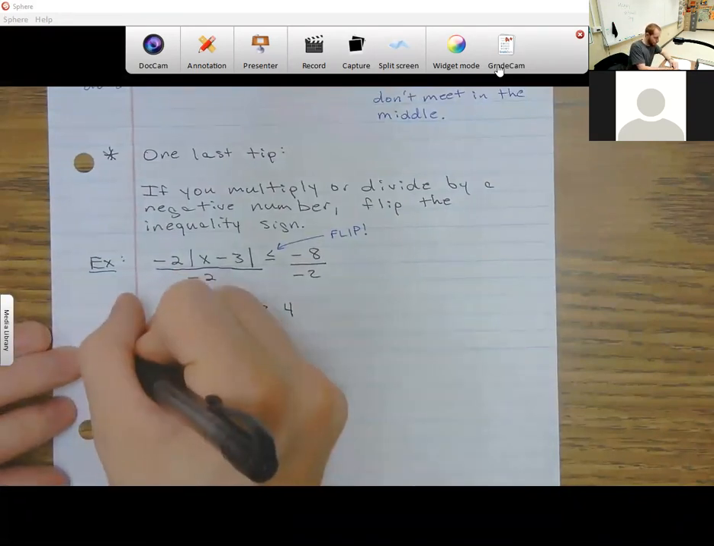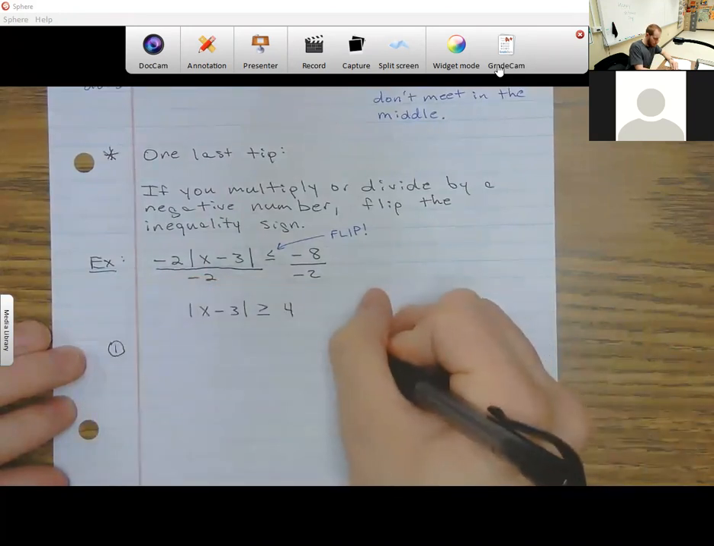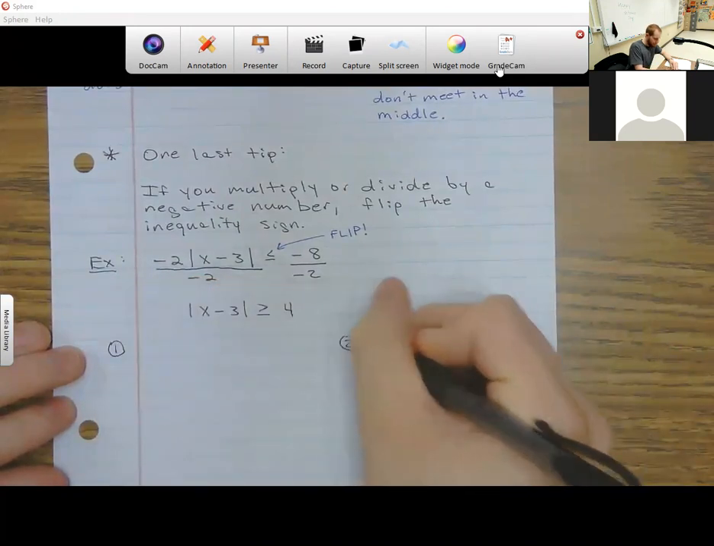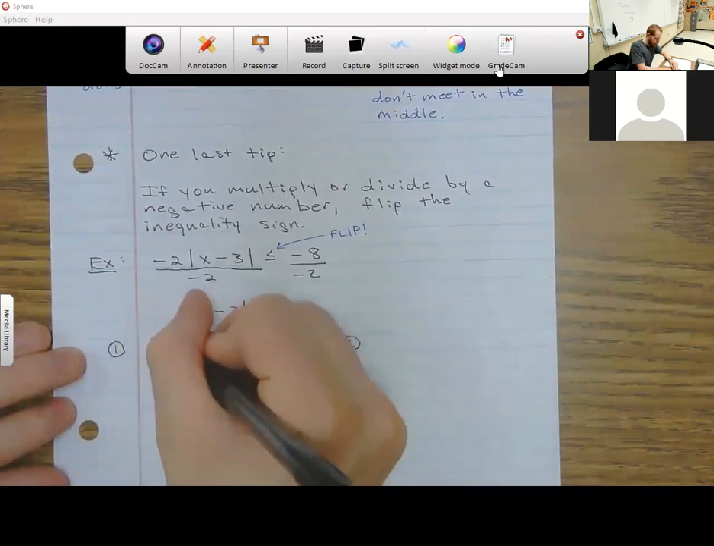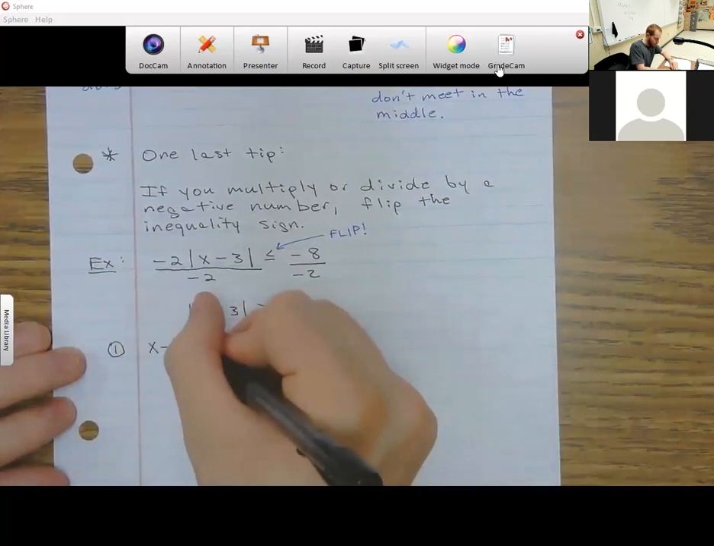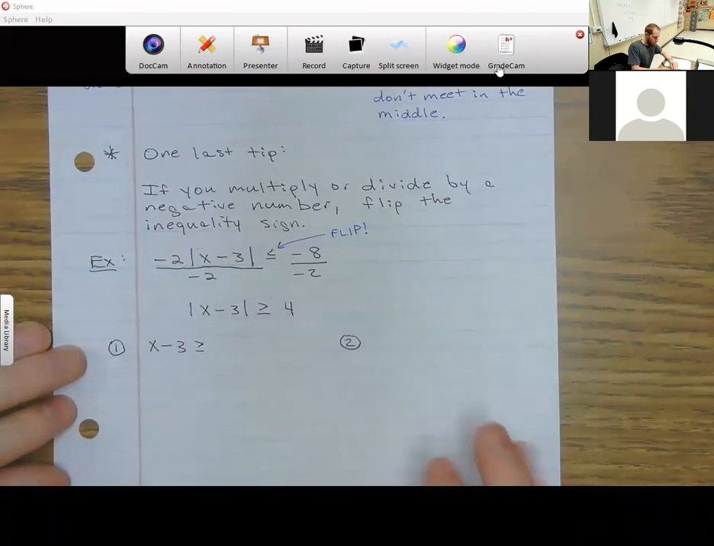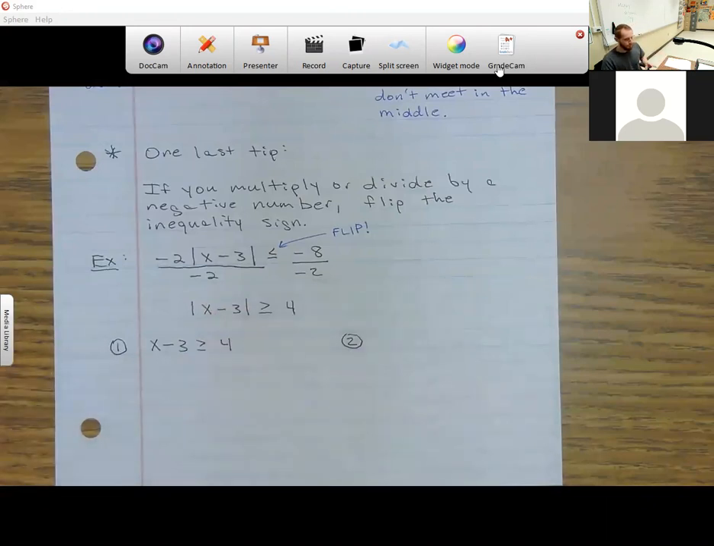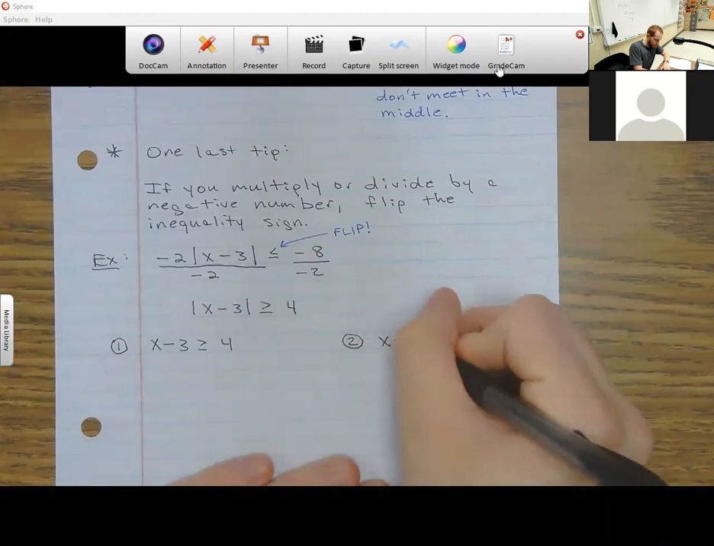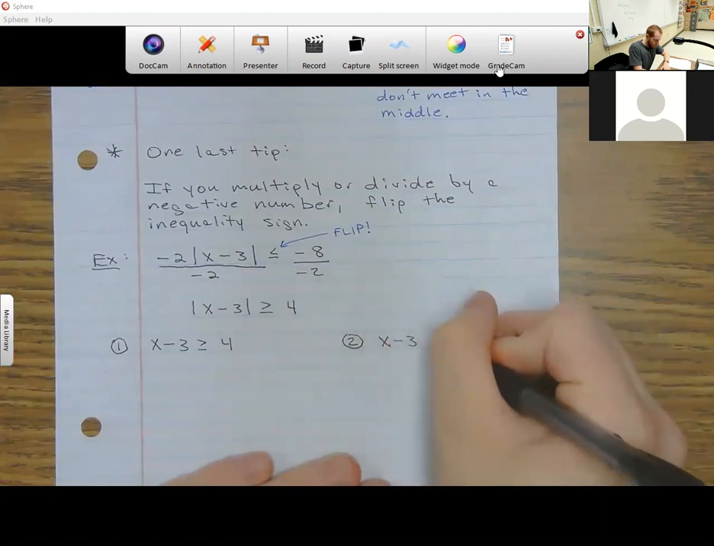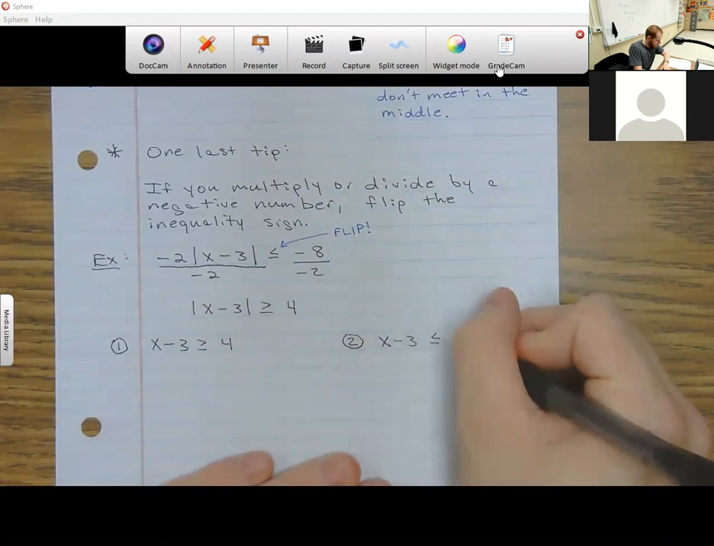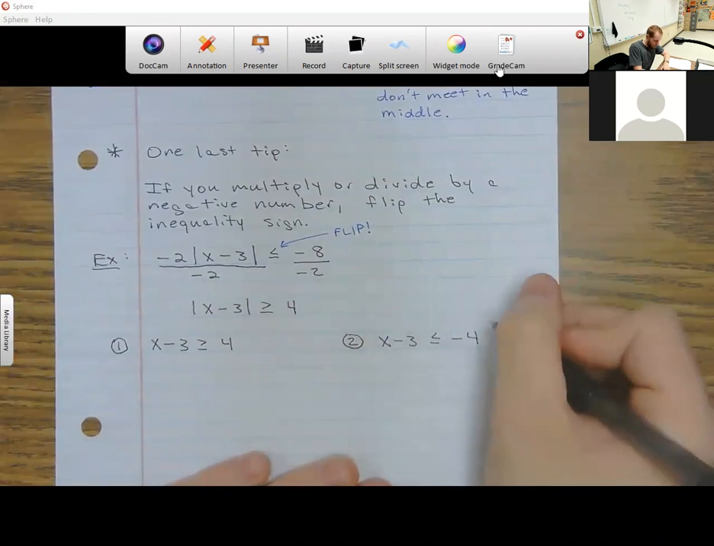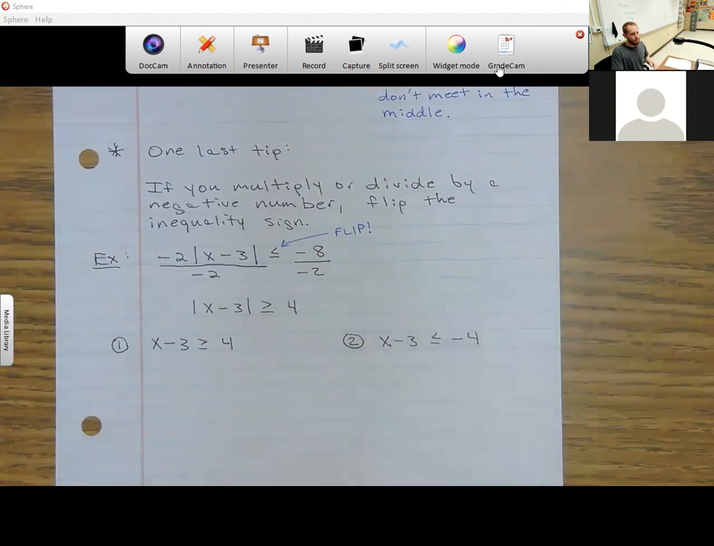I'm going to have two different solutions. The first one is everything is going to stay the same. So the x minus 3 is going to come down. I keep the greater than or equal to, and then the 4 is going to stay the same. So everything stays the same for the first part. And then for the second part, the x minus 3 is going to stay the same, but everything else changes. The sign is going to flip, and the 4 is going to become a -4. And those are our two different solutions.